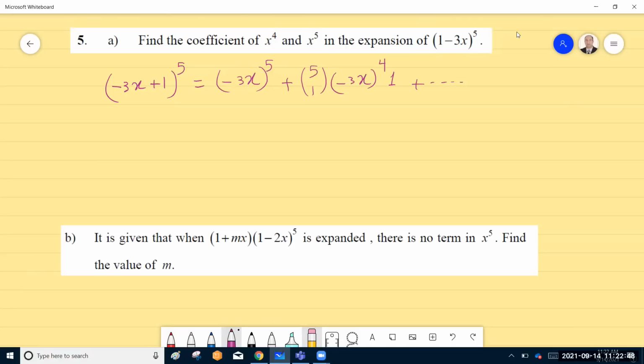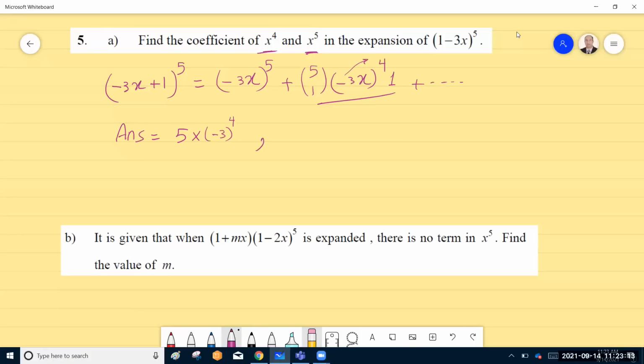Descending powers of x, to get x to the power of 4, x to the power of 5. I want the coefficient, so the answer is only the coefficient, every number except x to the power 4 itself and x to the power 5. The coefficient of x to the power 4 here is 5c1 times negative 3 to the power 4, which is negative 81.